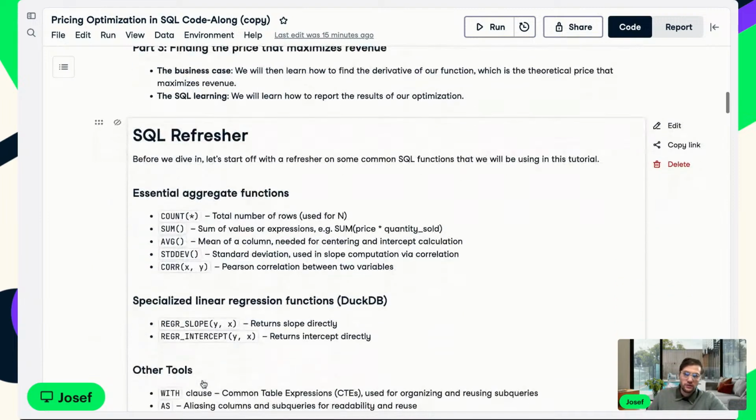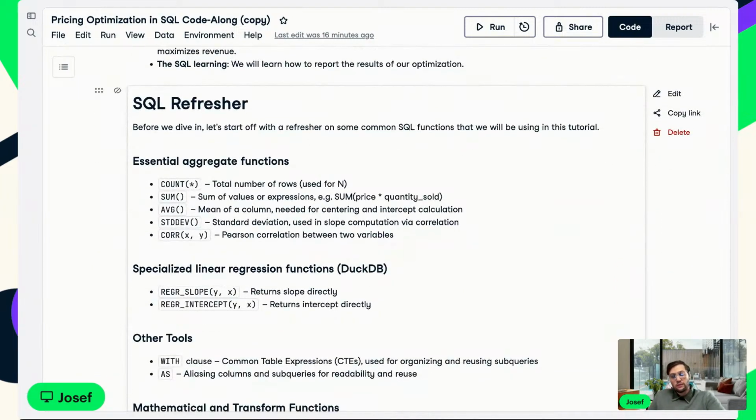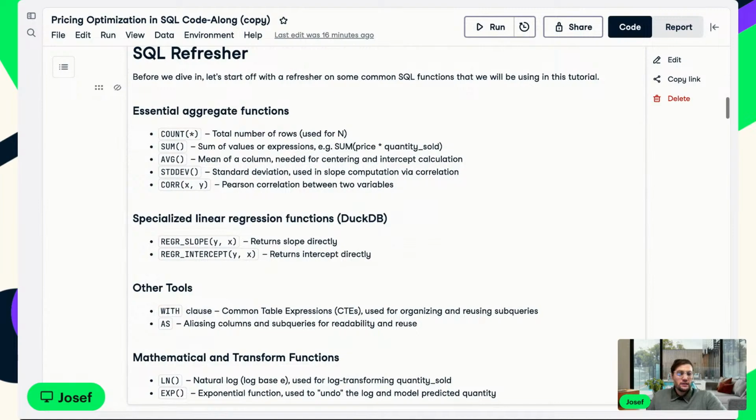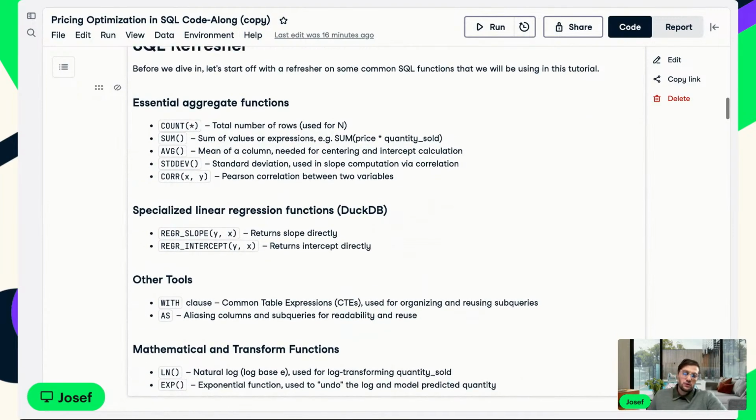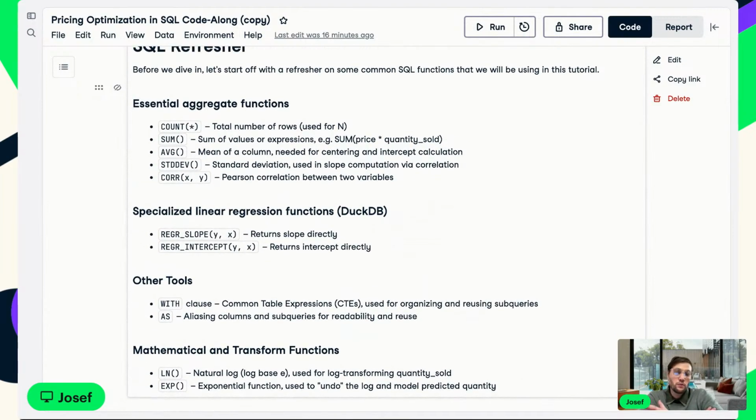All right, so as a quick SQL refresher, I put in here the complete list of different functions we're going to be using in this tutorial, and I grouped them by type. So we have aggregate functions. This will take a data set with 200 rows and create one row, which is an aggregate of whatever you're looking at: count, sum, average, standard deviation, correlation. DuckDB is also very cool. It has specialized linear regression functions.